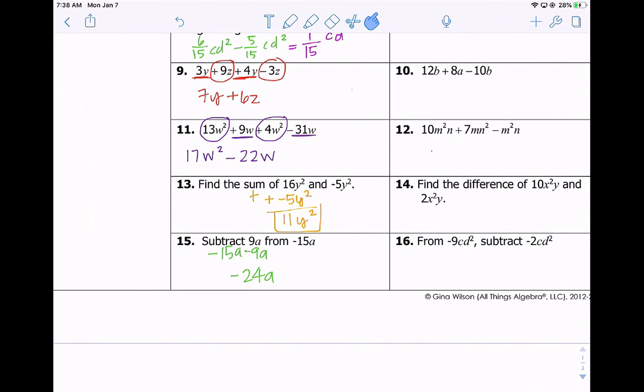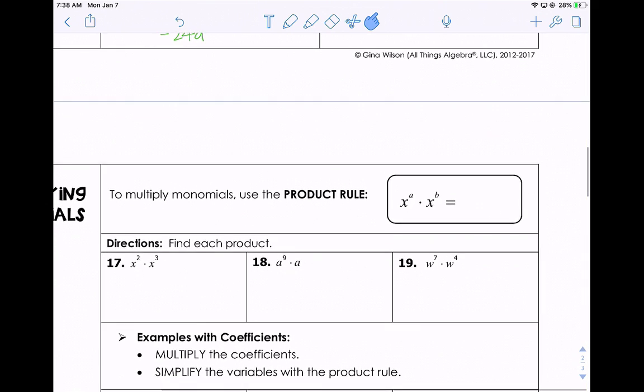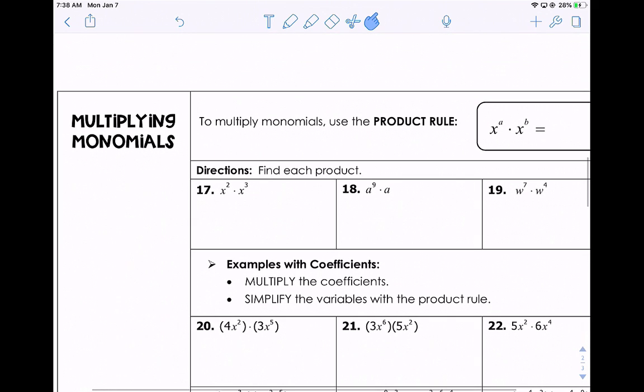Okay, so that is a review of what we did last semester. Now we're going to look at what we are doing this semester. So we are going to start with multiplying monomials. So when we multiply monomials, we use the product rule.